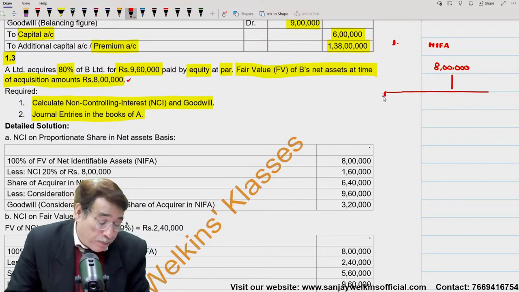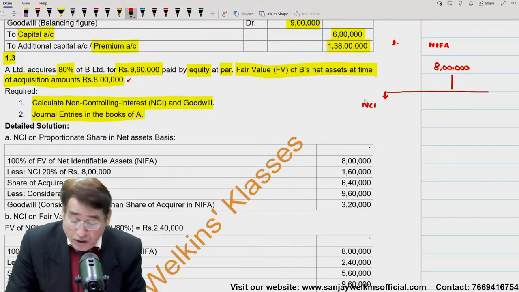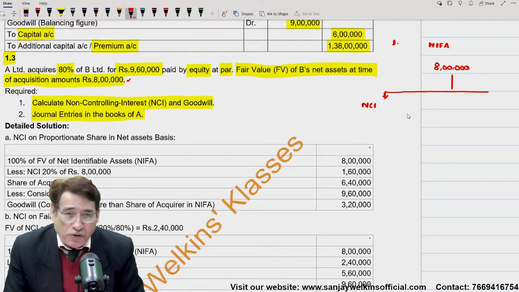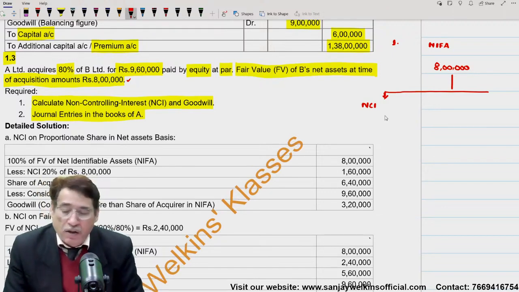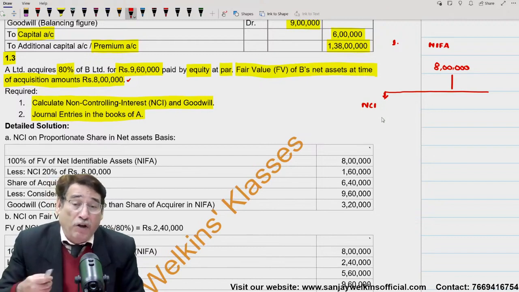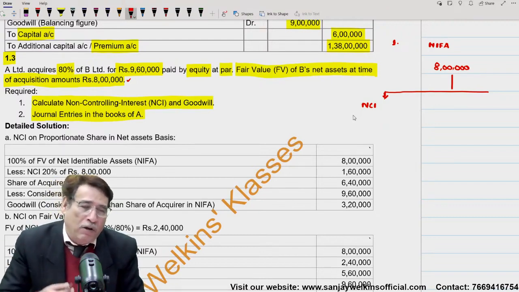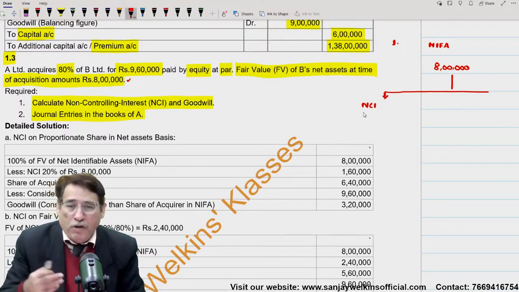Now I would love you to compute the amount of NCI. How will you compute? We are supposed to compute NCI, because in this question, it is not clearly mentioned. Should we go for PSNA method? That means there is no direction in the question. Is there any direction in the question? There is no direction that NCI needs to be computed either on PSNA basis or on the basis of fair value. Now, in that case, you have the option. Correct? Whether you want to use PSNA method or you want to use fair value method, and append a note, whatever methodology you have adopted.